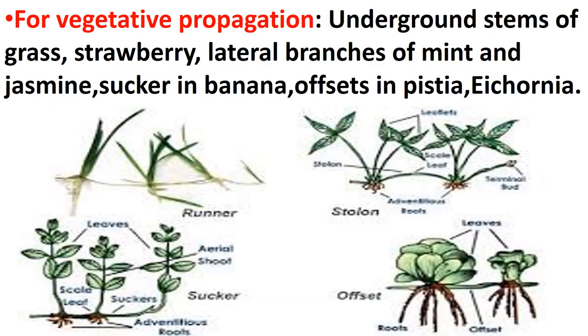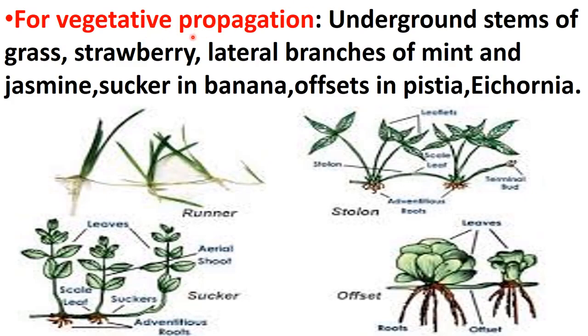This type of stem modification is for vegetative propagation. Vegetative propagation is a type of asexual reproduction. More precisely, vegetative propagation means any vegetative part of the plant helping in reproduction. Vegetative part means any part other than the flower. When that part is helping in propagation, that is called vegetative propagation, right?